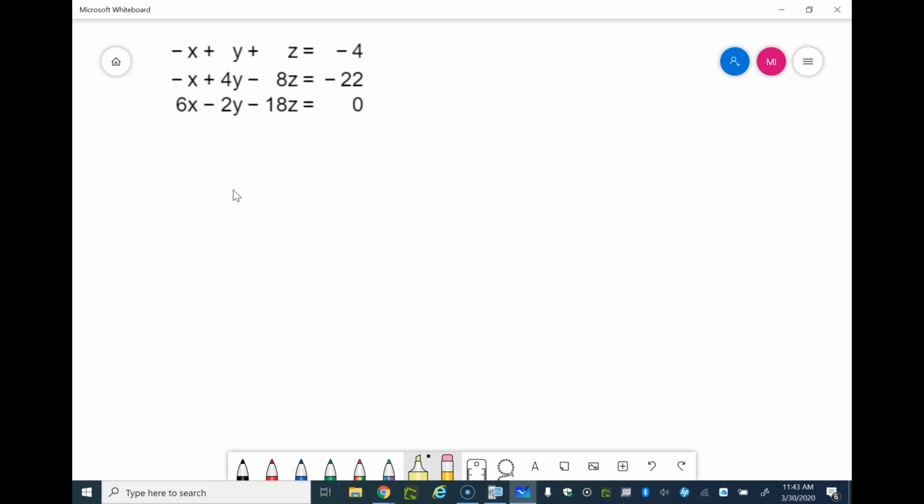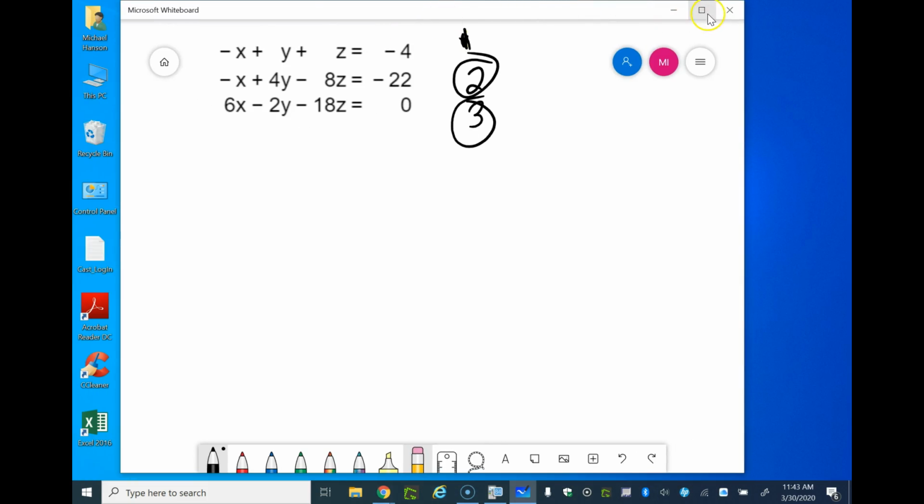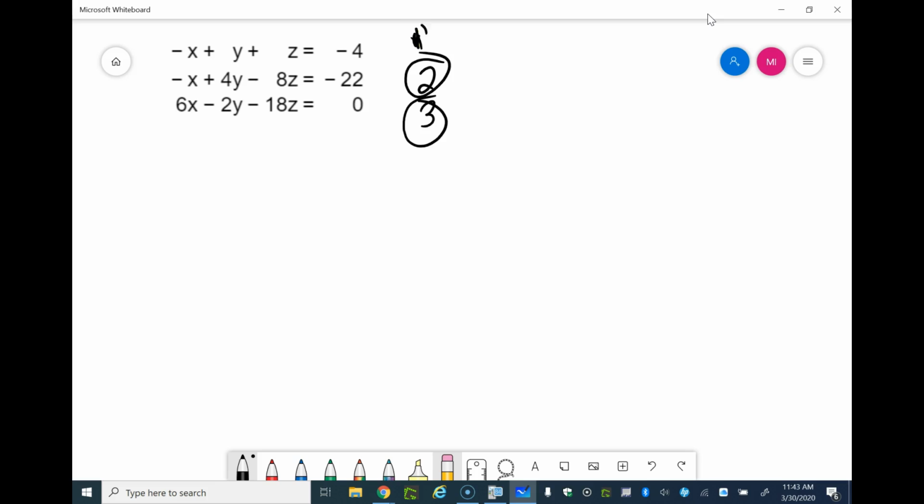So we're going to label this one. I told you before, always label your equations because like I said, it'll get messy towards the end if you don't label these equations.